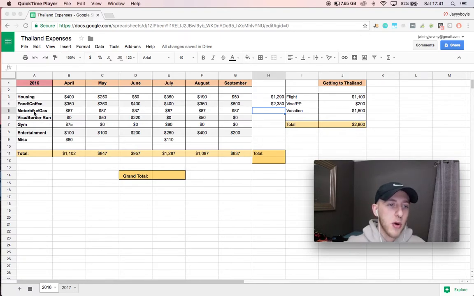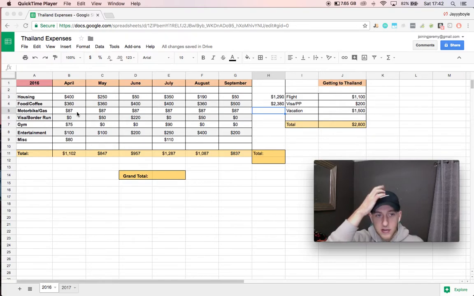Next up, I had my motorbike and gas expense. So this was the same cost every single month. It was $75 for the rental and then $12 per month on gas. So only $12 a month on gas, which was only $3 per week. $3 would get me a full tank in my motorbike and last me about a week. So that's going to the gym, going to the co-working space, going to eat, anything else like that. It was all $87 every month.